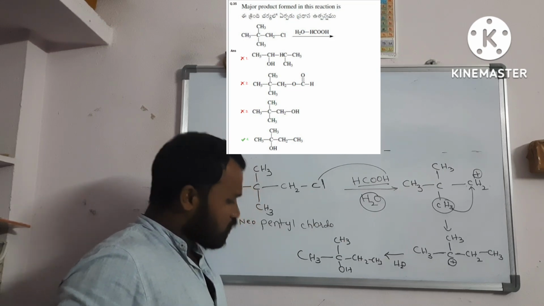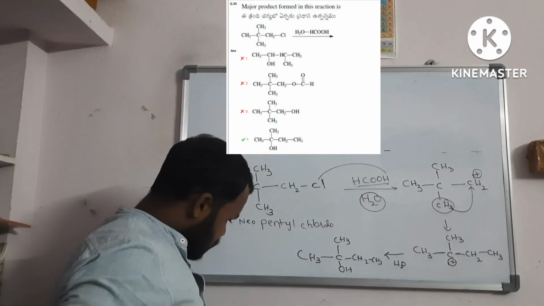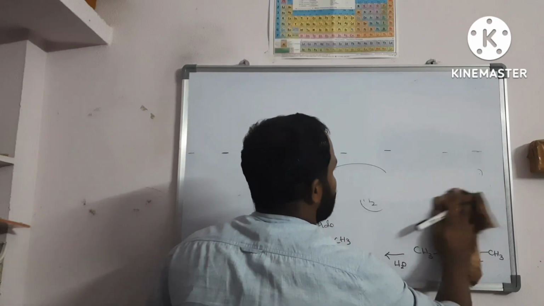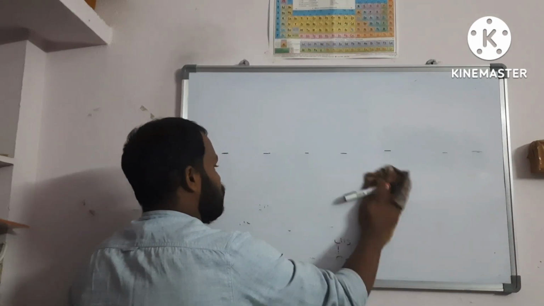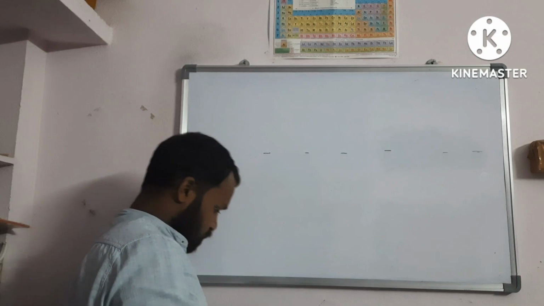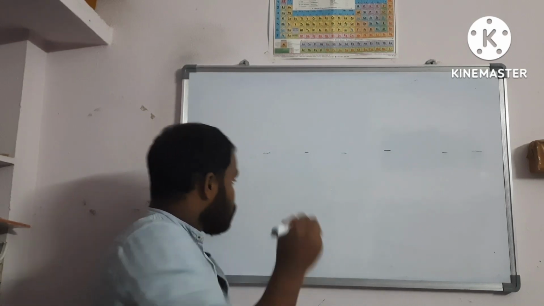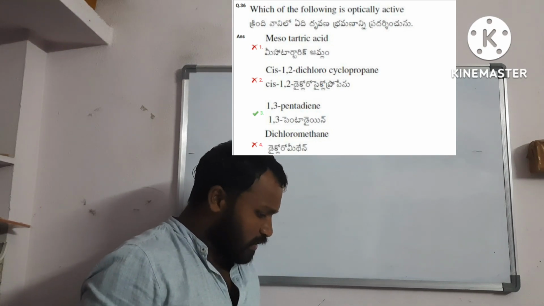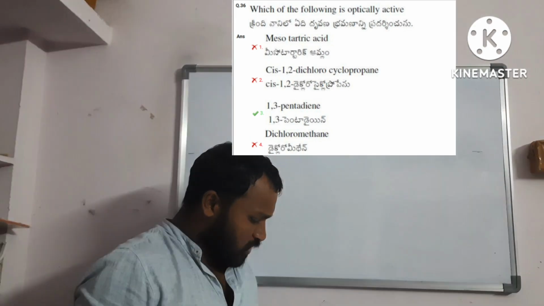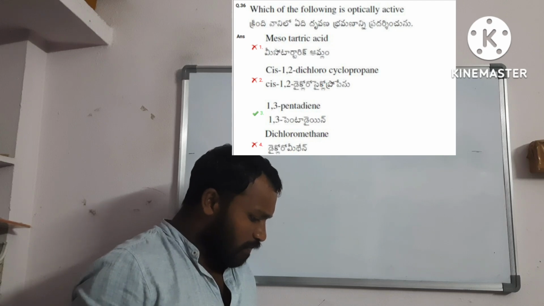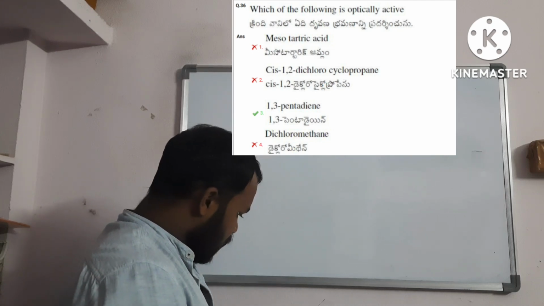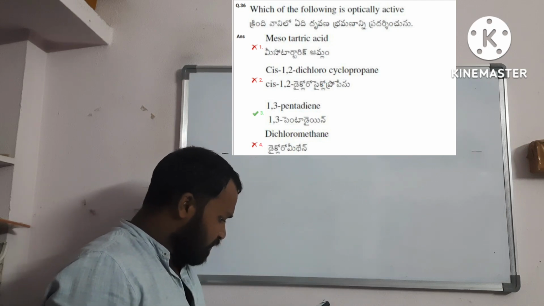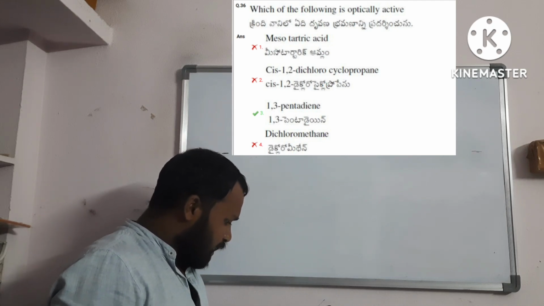Next, question number 36. Which of the following is optically active? They given mesotartaric acid, cis 1,2-dichlorocyclopropane, 1,3-pentadiene, and dichloromethane.